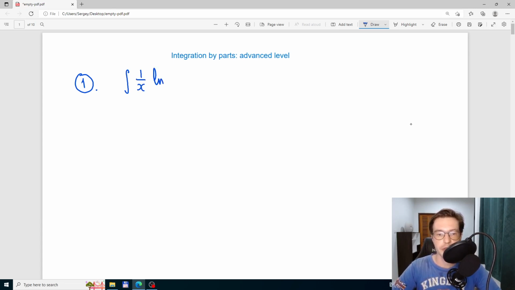Okay, so the first example is going to be the integral of 1 over x times natural log x dx. So it looks like we have two functions multiplied together, and the two functions are of a different type. So that means we can possibly use integration by parts. So let's state the formula. The integral of u v' equals uv minus the integral, and then we switch the derivative. So u' times v.